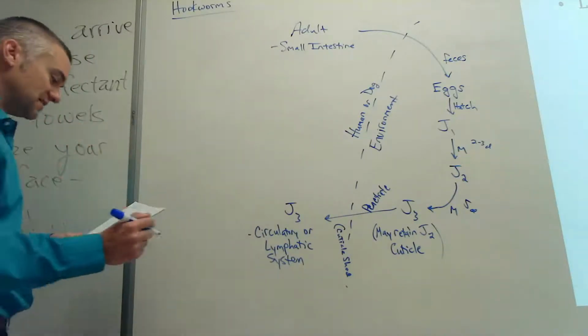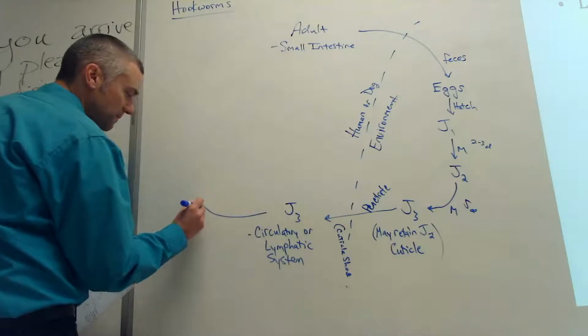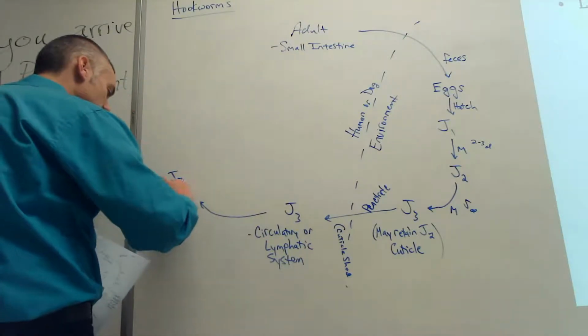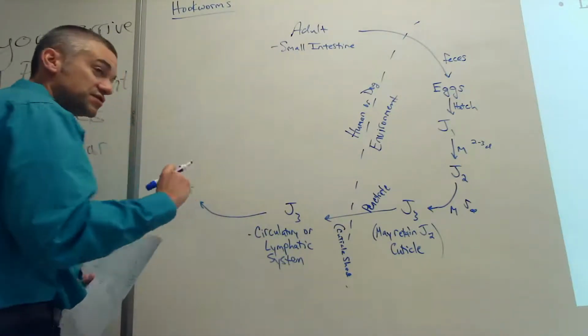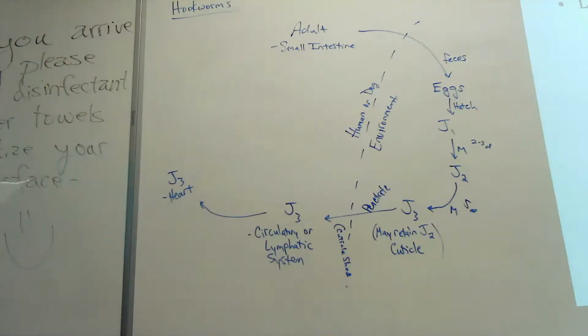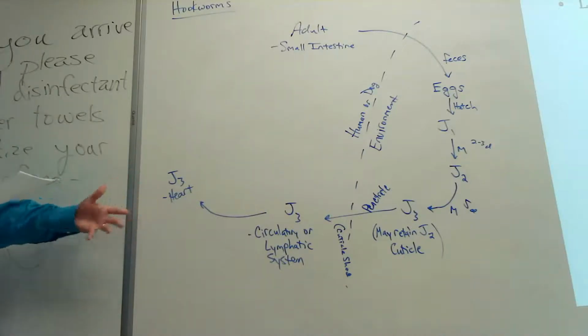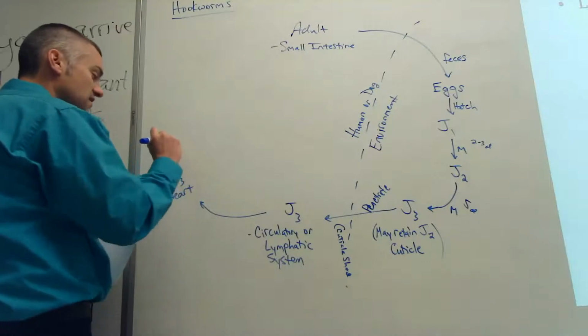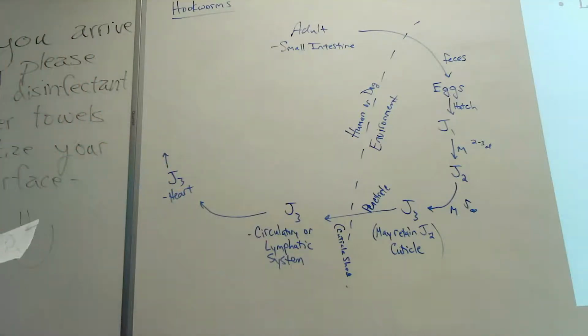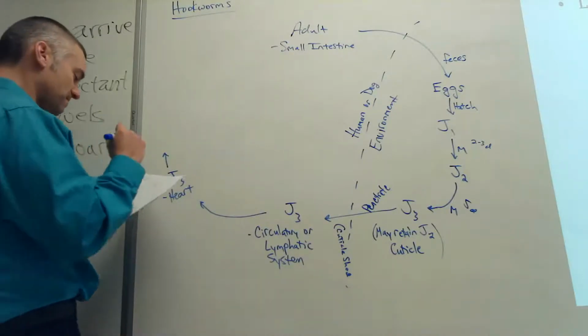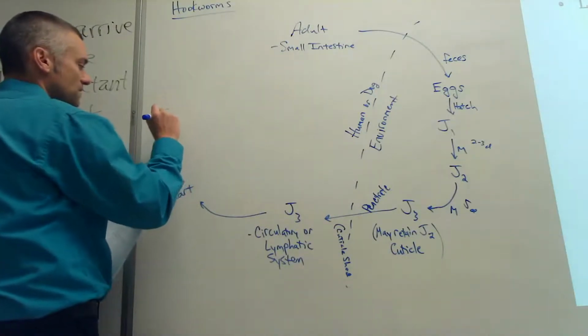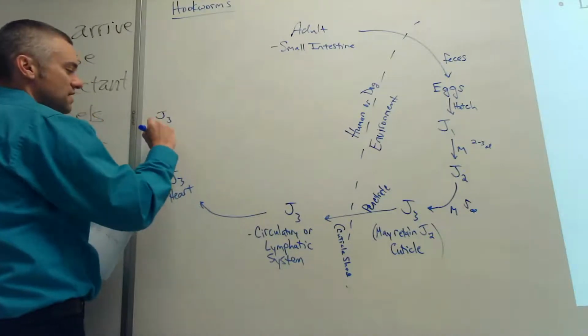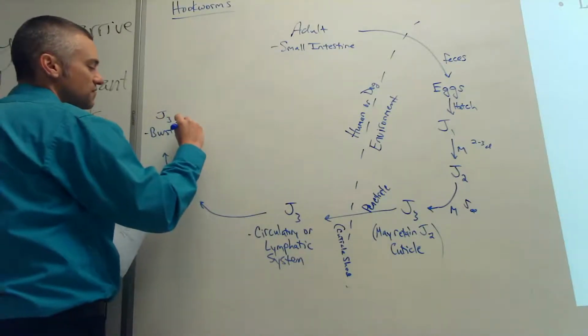They're going to utilize that system to get to the heart. So they are still in blood or the lymph. If they're in the lymphatic system, they get to the heart and ultimately get to the blood in the circulatory system. From the heart, they then take the right side of the heart and go to the lungs, where our J3s are going to burst out of the circulatory system.